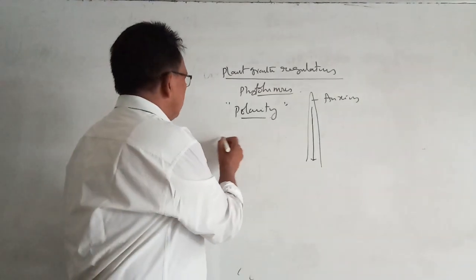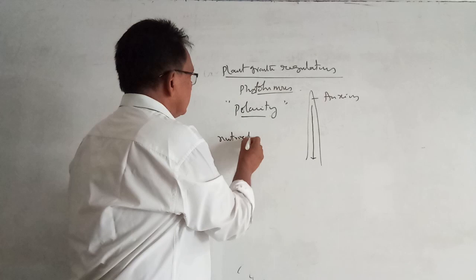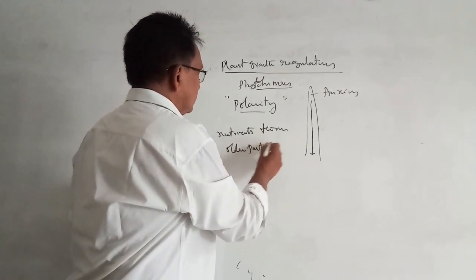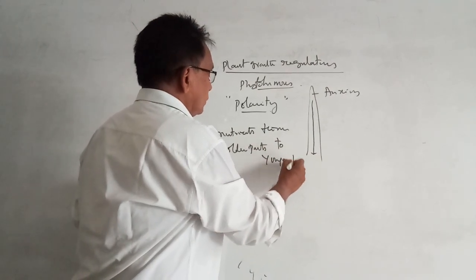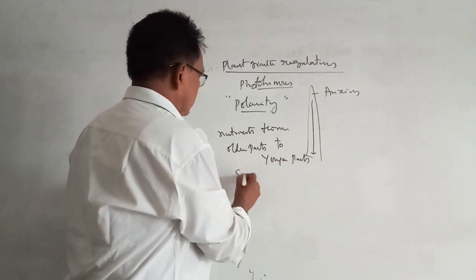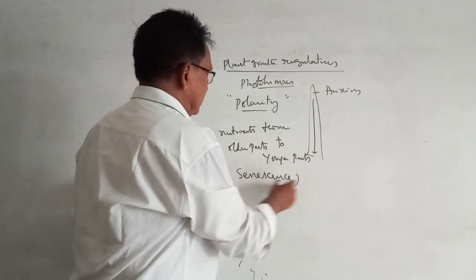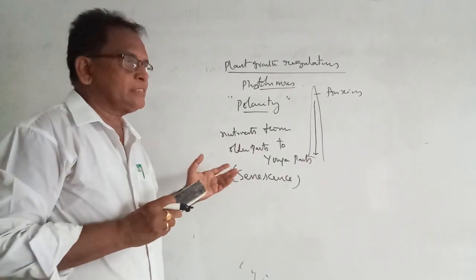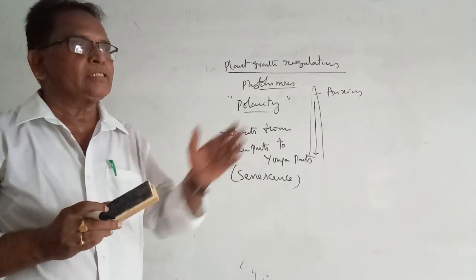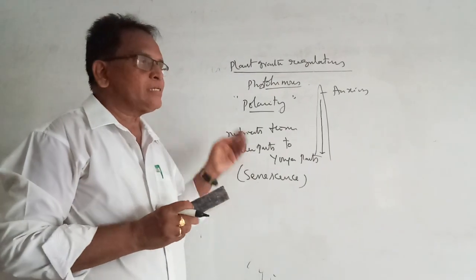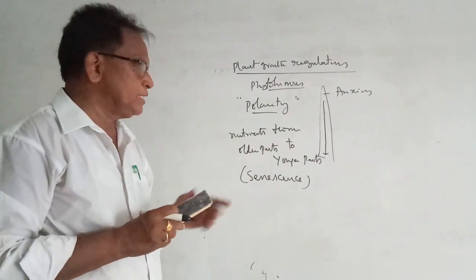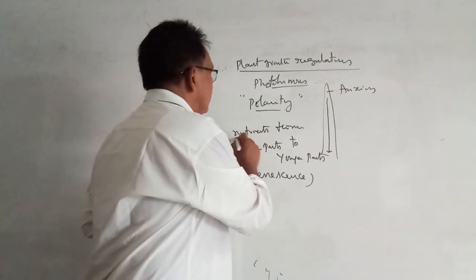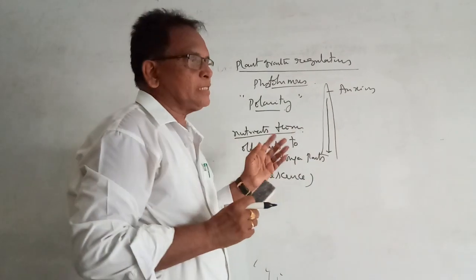There is also a movement of nutrients from older parts to younger parts. This is called senescence. When a plant organ becomes older, the nutrients that are present in that older part are transported from their place of origin to the younger parts where they are utilized. This is also a type of transport that is observed in plants.